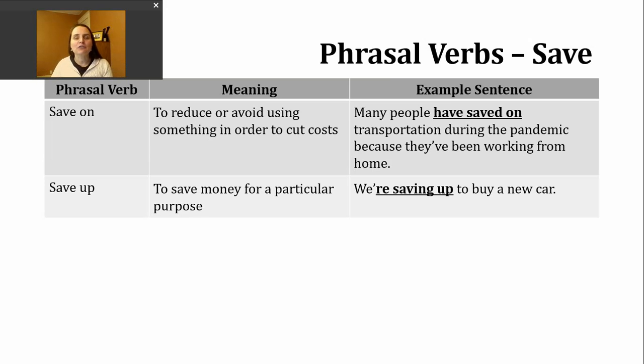The next phrasal verb we'll take a look at is save up. Okay? And again, this connection really goes back to the second definition we looked at. And the meaning here of save up is to save money for a particular purpose. Let's look at another example sentence. We're saving up to buy a new car. Okay? So saving money for this particular purchase.